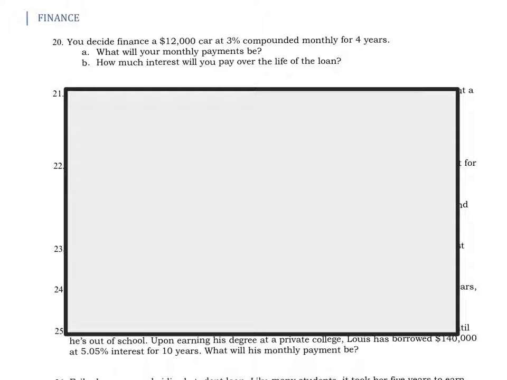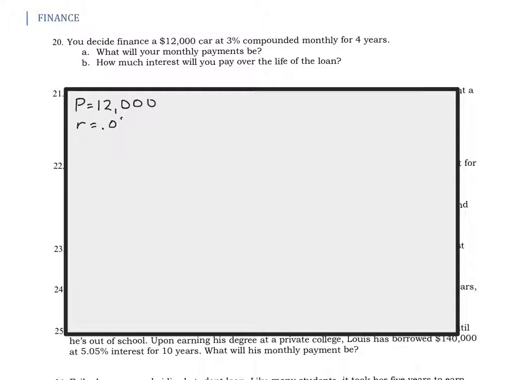Finance Practice Exercises number 20. You decide to finance a $12,000 car at 3% compounded monthly for 4 years. Okay, so this sounds like a loan. They're asking us what our monthly payments will be. So that $12,000 will be our principal.